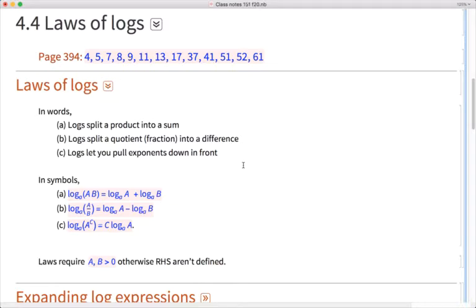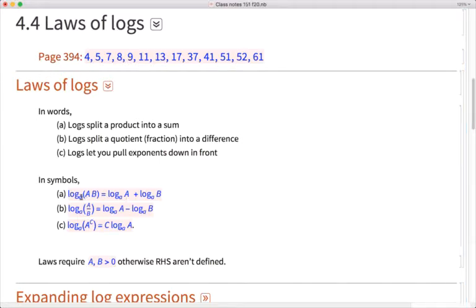Okay, so laws of logs, say them in words first and then in symbols. Logs split a product into a sum, split a quotient, aka a fraction, into a difference, and logs let you pull exponents down in front. Okay, so here are the symbols.